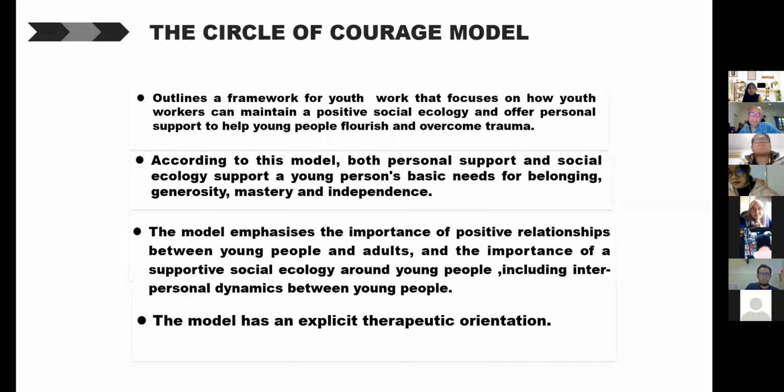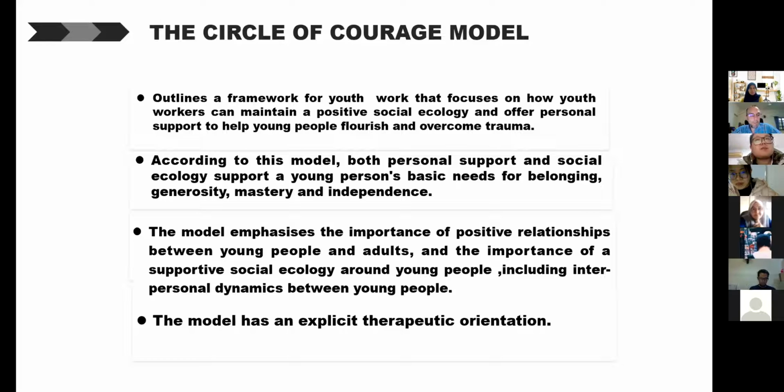She just gives the example of the Circle of Courage model, right? It's an intervention model, an approach to youth work that helps to build personal support and meet young people's basic needs: belonging, generosity, mastery, and independence. Those kinds of outcomes are PYD outcomes that we find in a lot of PYD programs. It's basically saying that young people need this kind of positive, supportive environment for them to flourish.